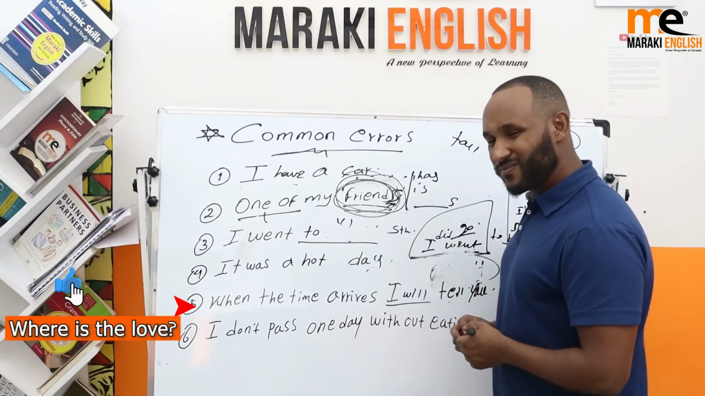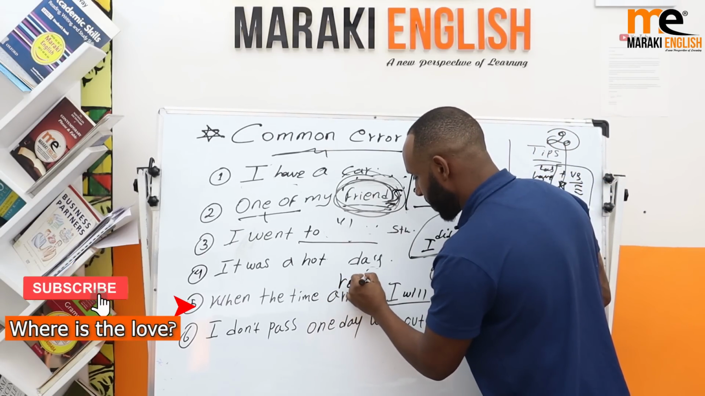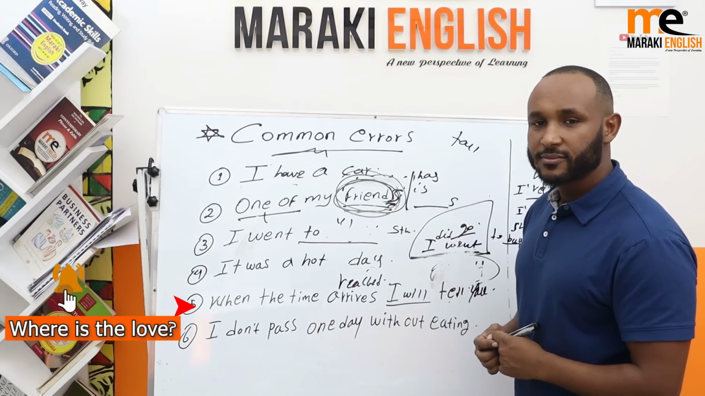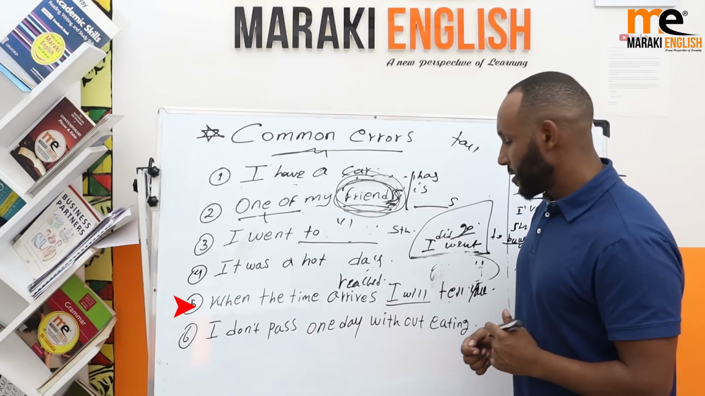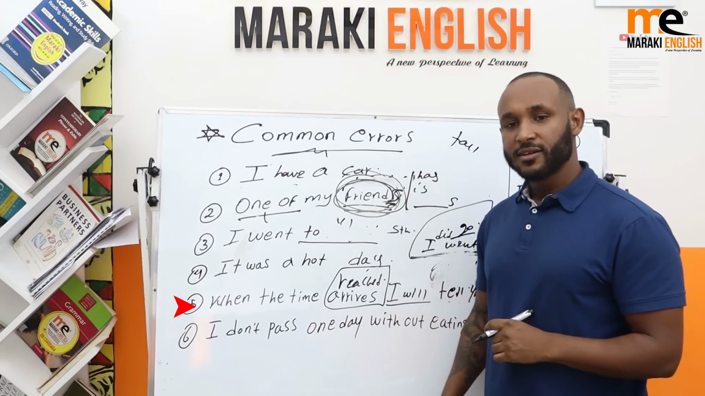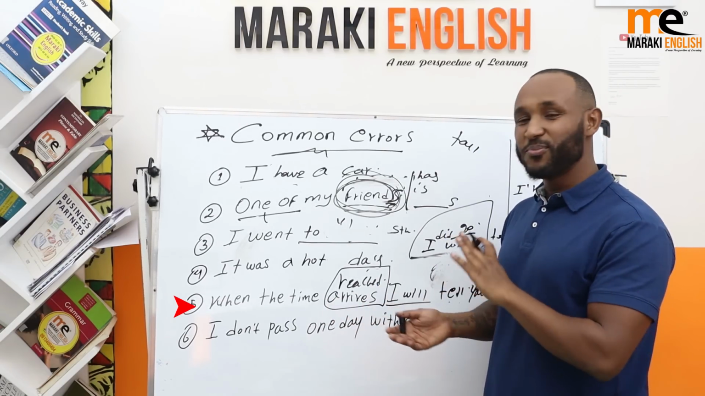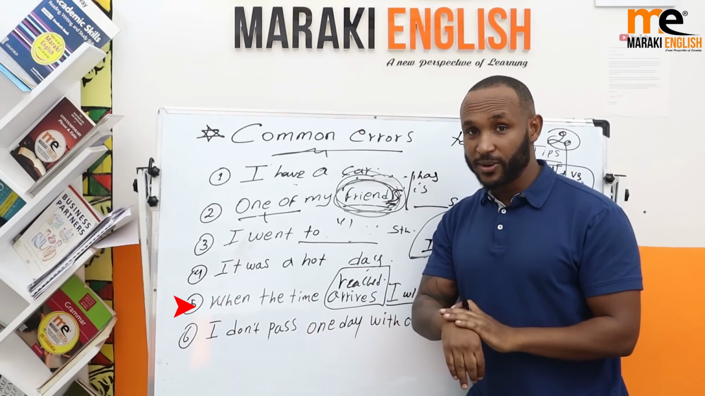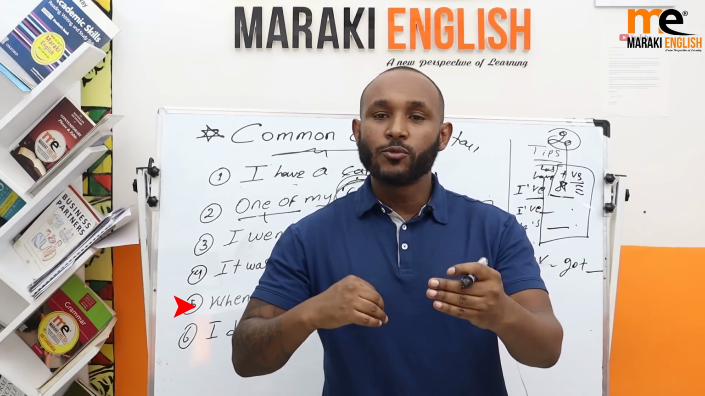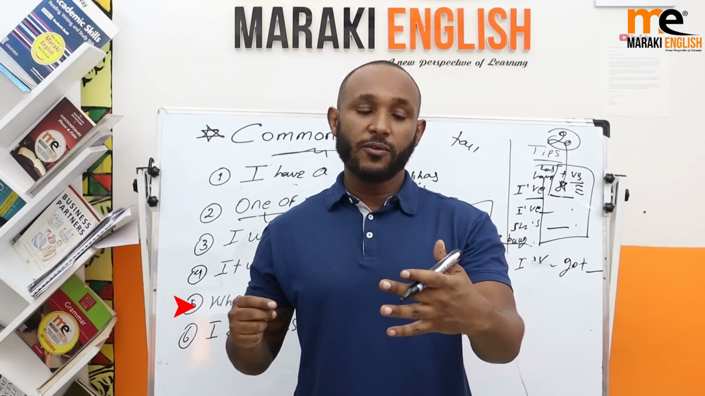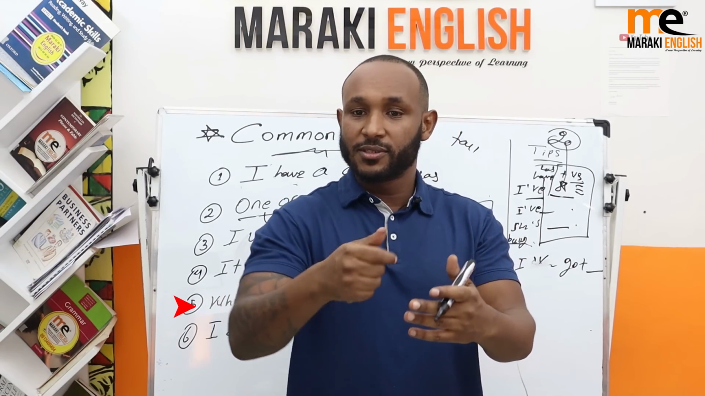Okay, what about this one? When the time reached, I will tell you. How can we use this? This is the problem. Which one is right, reached or arrives? No, both are not right. When you talk about time, you don't say when the time for my class reached. You don't say when the time for my class comes.